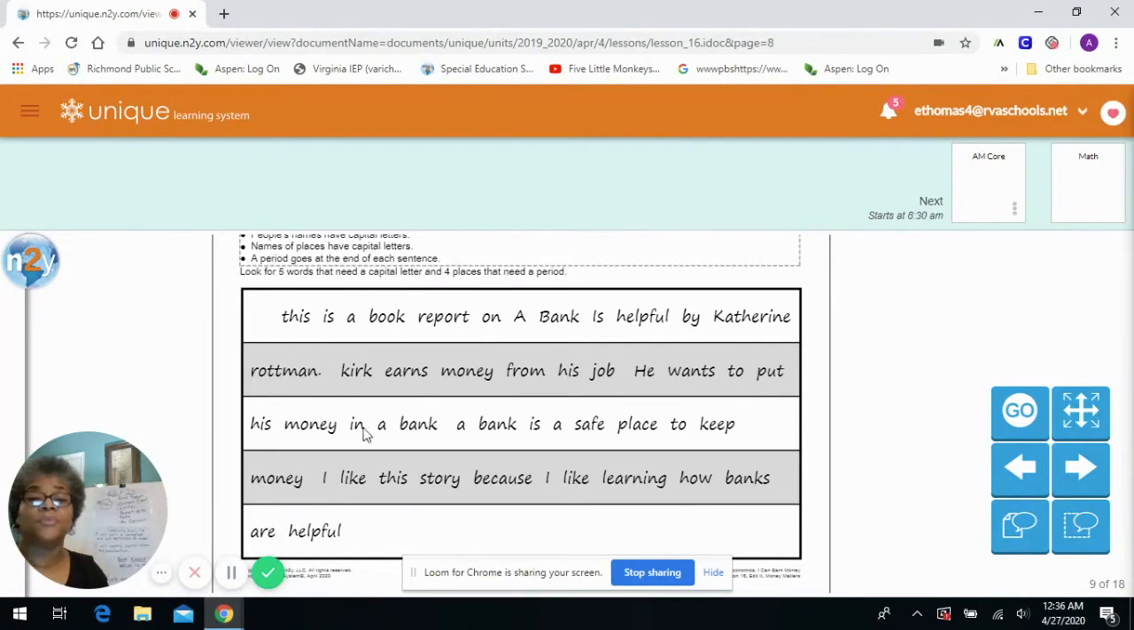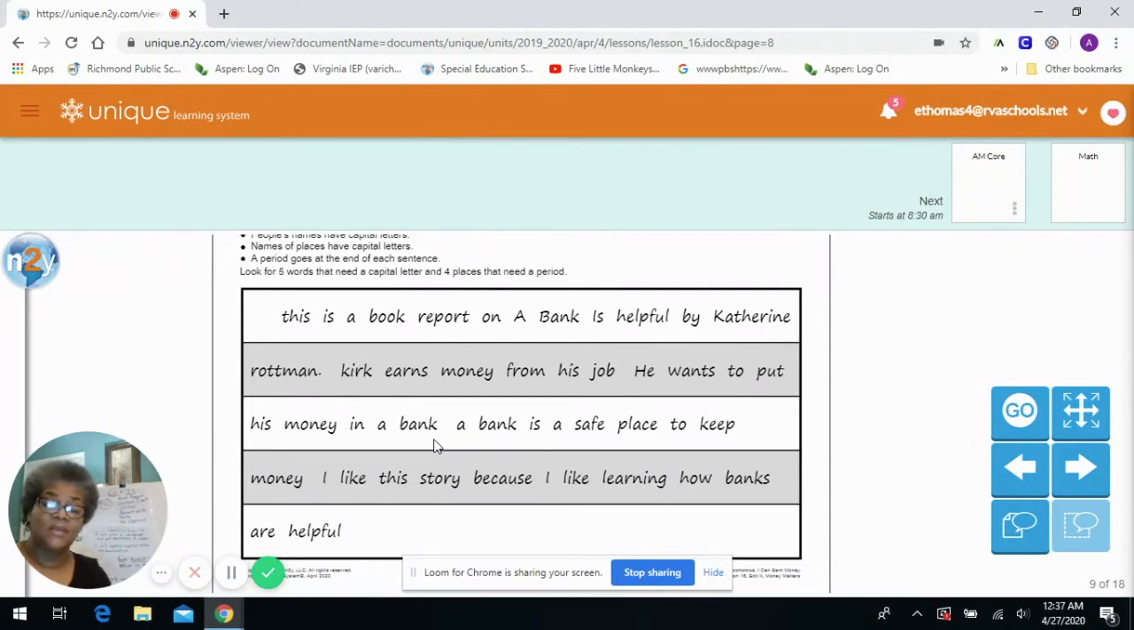Okay, he wants to put his money in a bank. Right? He wants to put his money in a bank. A bank. Now that's a whole lot going on there. So at the end of the first bank, you're going to put a period. He wants to put his money in a bank, period. Now that's a sentence where it says a bank, a bank. That's a whole new sentence. That's a new sentence.